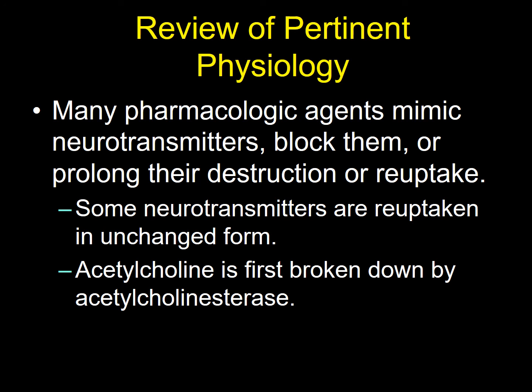Other neurotransmitters are enzymatically degraded, and acetylcholine is a good example of this. Acetylcholine is a neurotransmitter that's released from the terminal, right, released from the triangle, diffuses out into the synaptic cleft, and if it doesn't bind to the postsynaptic receptor right away, it's going to be immediately broken down by the enzyme acetylcholinesterase. So we actually have medications that are acetylcholinesterase inhibitors, which inhibit the destruction of the neurotransmitter and prolong its availability.